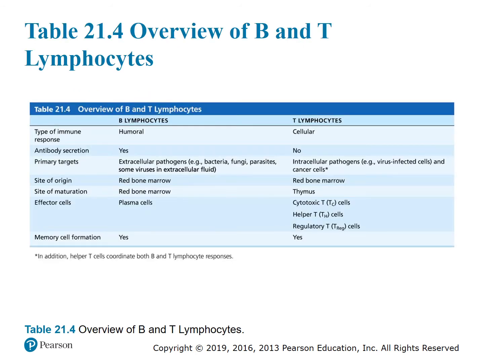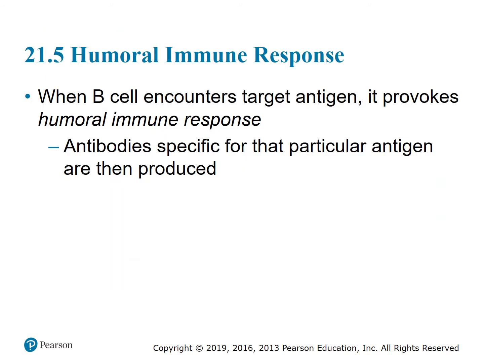Here in table 21.4 is an overview of B and T lymphocytes and a summary of the type of immune response, whether they secrete antibodies, their primary targets, the site of origin, site of maturation, the effector cells, and whether there's memory cell formation. Section 21.5, humoral immune response.